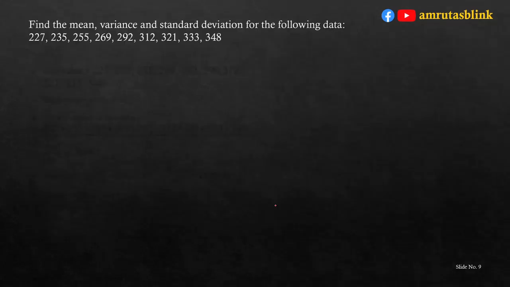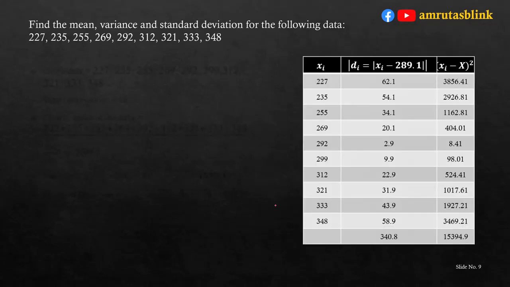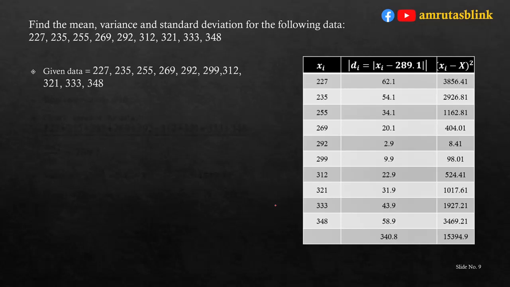Find the mean, variance and standard deviation for the following data: 227, 235, 255, 269, 292, 312, 321, 333 and 348. Now what is the given data? Given data is 227, 235, 255, 266, 292, 299, 312, 321, 333 and 348. We need to find the mean, variance as well as standard deviation. Now, how many total observations are there? There are total 10 observations.